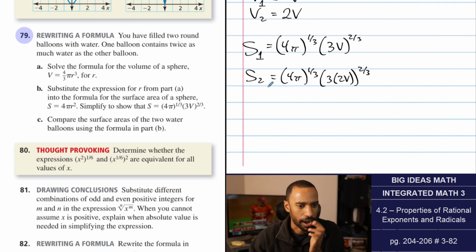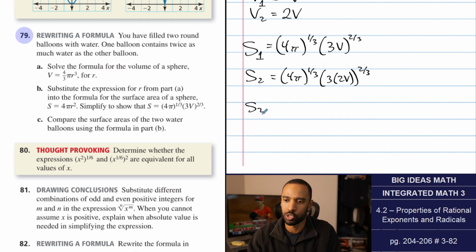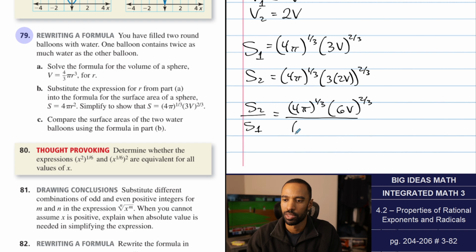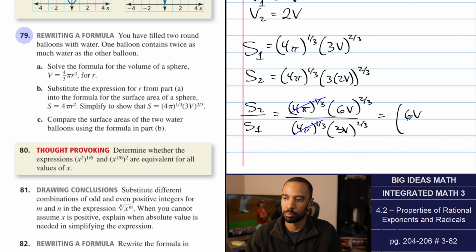When it says compare them, I think we're just dividing the bigger one by the smaller one. So let's write that: S2 over S1. I don't know for sure, but I think that makes the most sense for things that'll cancel. 4 pi to the 1/3 times, now 3 times 2 is 6, so we get 6V to the 2/3 over 4 pi to the 1/3 times 3V to the 2/3. Now, we have 4 pi to the 1/3 over 4 pi to the 1/3 is 1. These can be rewritten within the same parentheses here.